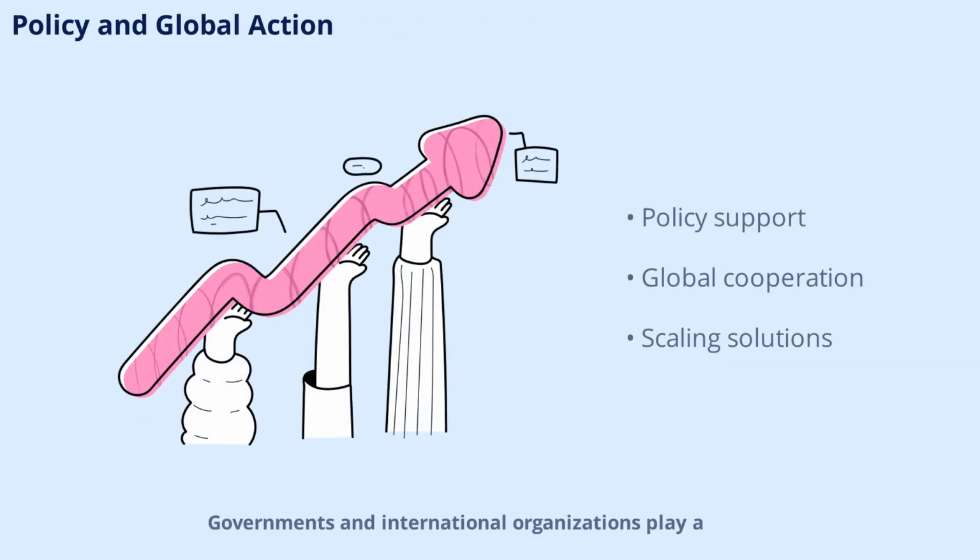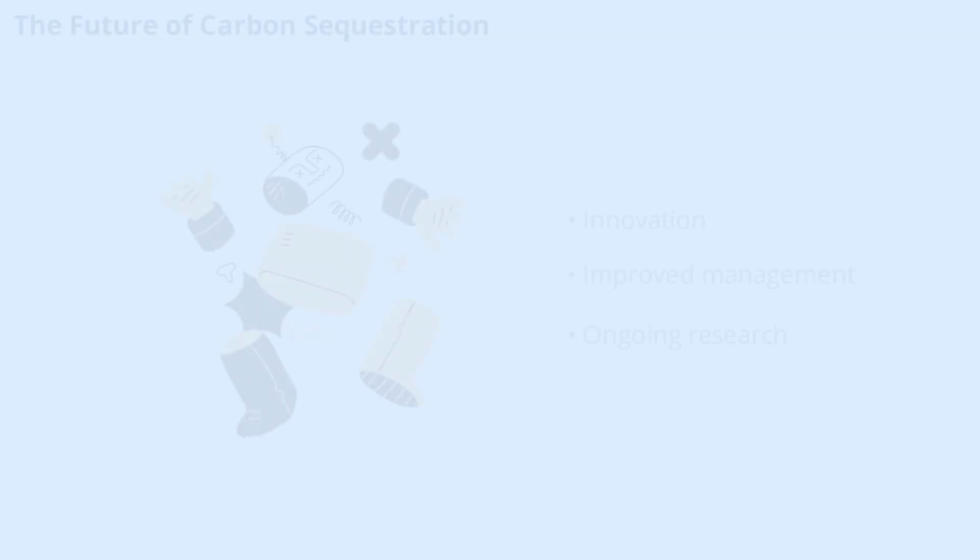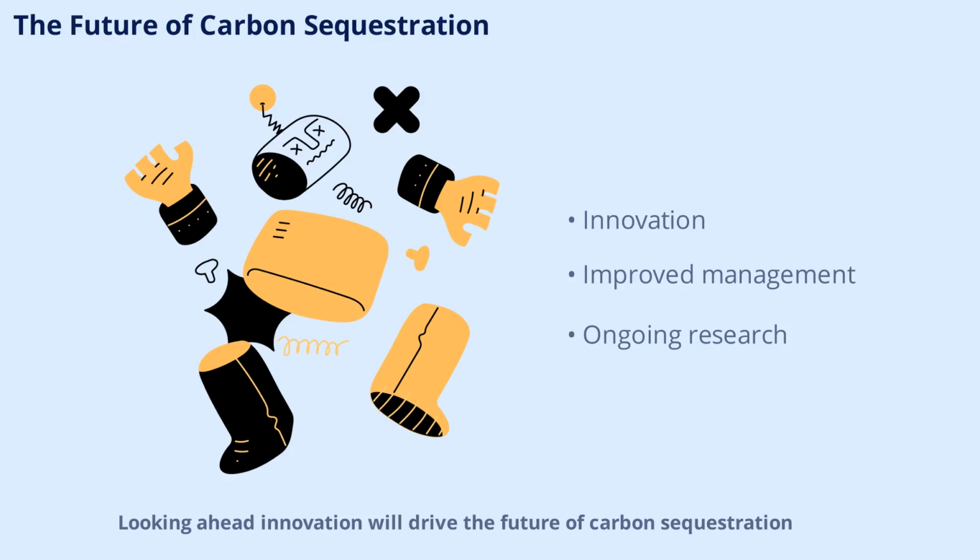Governments and international organizations play a key role in advancing carbon sequestration. Policies that support research, incentivize reforestation, and fund CCS projects are essential for scaling up these solutions. Global cooperation ensures that best practices are shared and implemented worldwide. Looking ahead, innovation will drive the future of carbon sequestration. New technologies, improved land management, and greater understanding of natural processes will all contribute to more effective carbon capture and storage. As we continue to learn and adapt, carbon sequestration will remain a cornerstone of climate action.